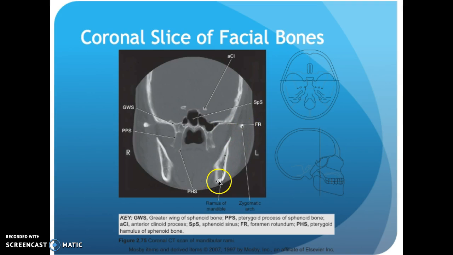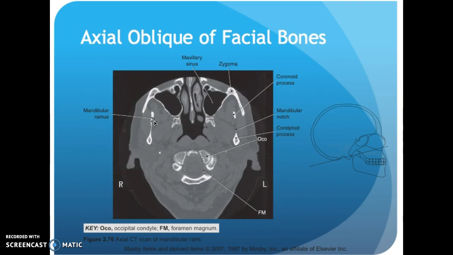Zygomatic arch, your ramus of your mandible, and you can see here we have your pterygoid, the hamulus portion, and your medial and lateral pterygoid there. This is your greater wing of your sphenoid. So maxillary sinuses on either side with your zygoma, your coronoid process, and your notches in between with your condyloid process. Here's your occipital condyle with your foramen magnum, and here is your ramus of your mandible.